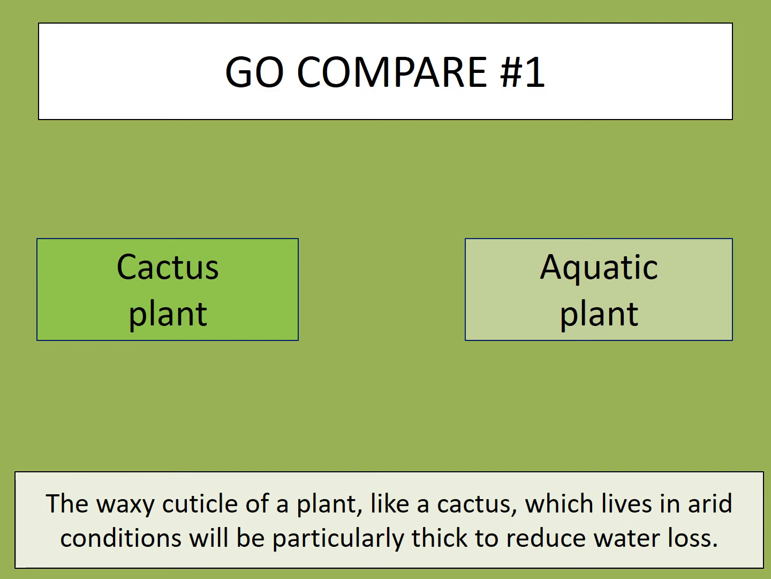The waxy cuticle of a plant like a cactus which lives in arid conditions will be particularly thick to reduce water loss. So if we're comparing, we would think of similarities and differences. They both have waxy cuticles, but we wouldn't be wanting plants in a desert, would we, to lose water. They need to maintain water, and the concentration gradient outside the plant will be particularly large compared to inside the plant, so very thick, whereas aquatic plants live in water, they constantly have water going in and out. They don't lose water as readily. They always have it available, and so will have little or no waxy cuticle.